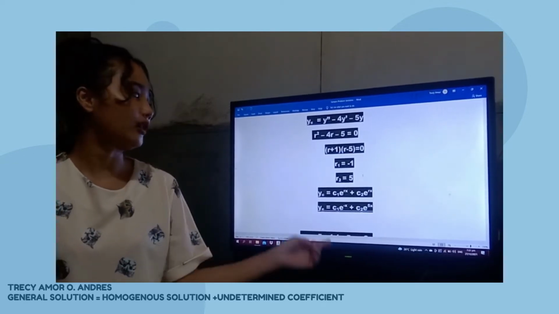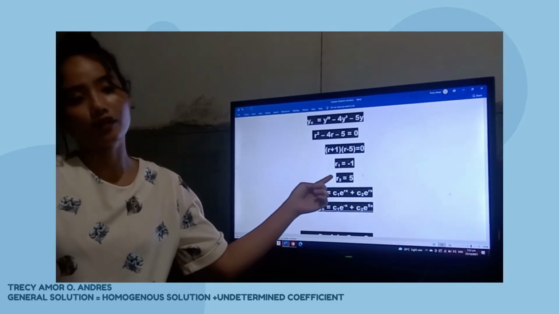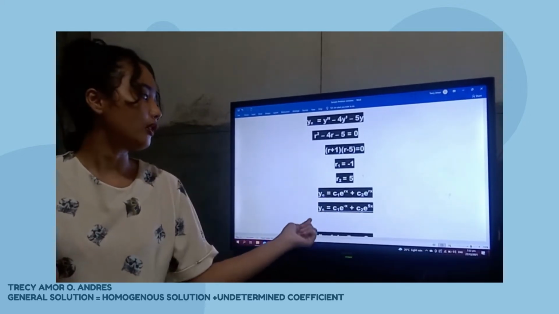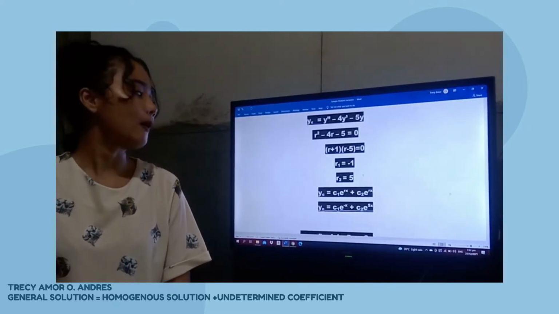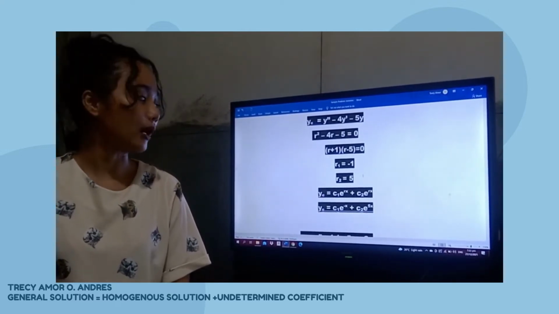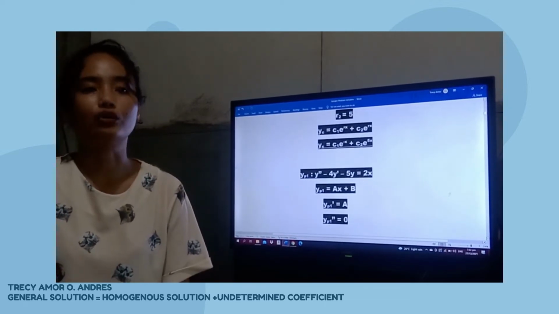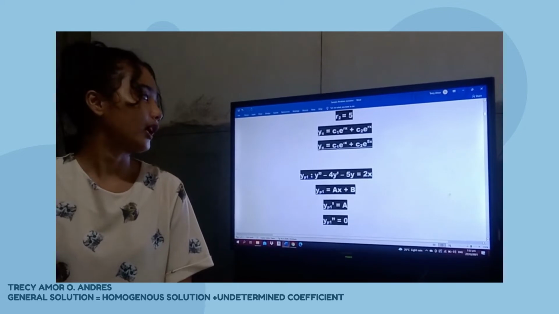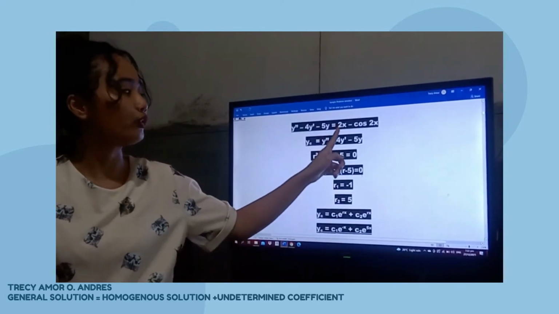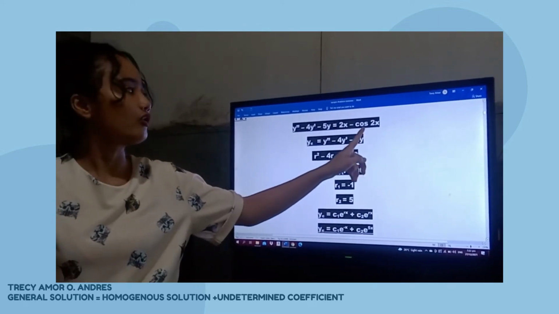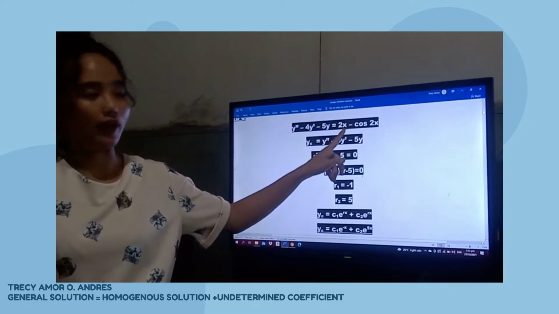So for its complementary solution, we will just substitute the roots. We now have c sub 1 e raised to the power of negative x plus c sub 2 e raised to the power of 5x. So for this sample, I would provide two particular solutions, in which you can observe here that we have two terms on the right side. So on the first particular solution, I would like to focus on 2x.